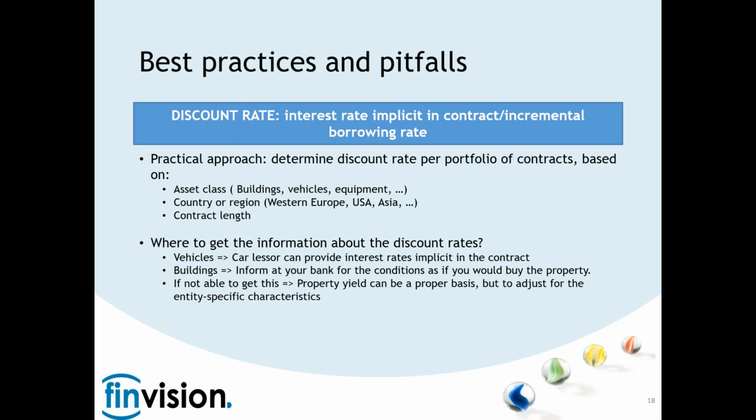For buildings, you can ask your bank what the conditions would be if you were to buy the property and had to use a borrowing for that. What would be the rate? But very often for buildings, we're also using the property yield. So we look at the region, see what the property yield is, and use that as the discount rate, or the incremental borrowing rate, to calculate the lease liability. There's quite some discussion and quite some estimates to be done. I think the important thing here is consistency. Apply it consistently for all components, all contracts, all regions, entities, etc.